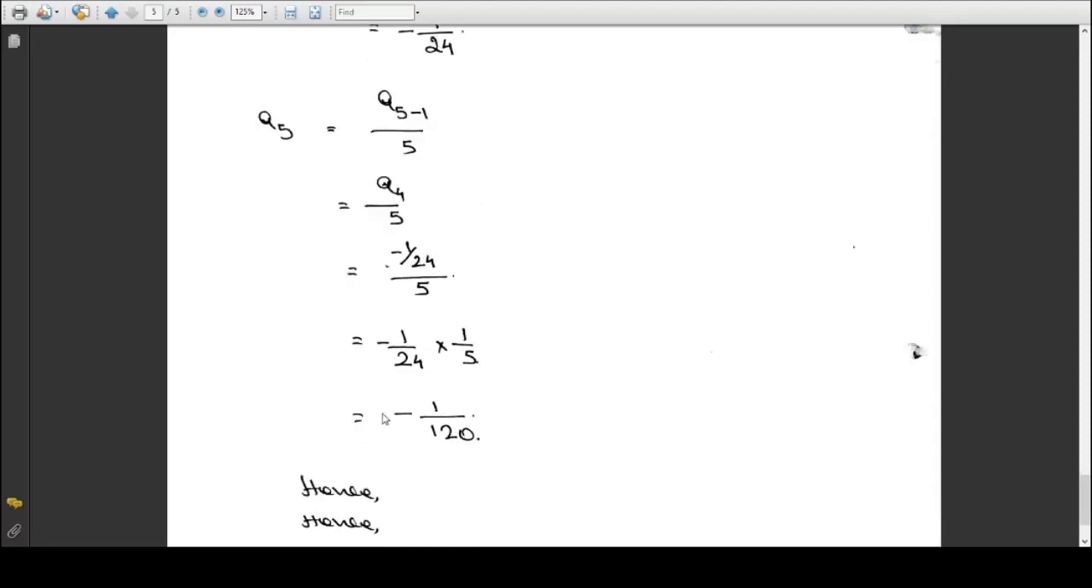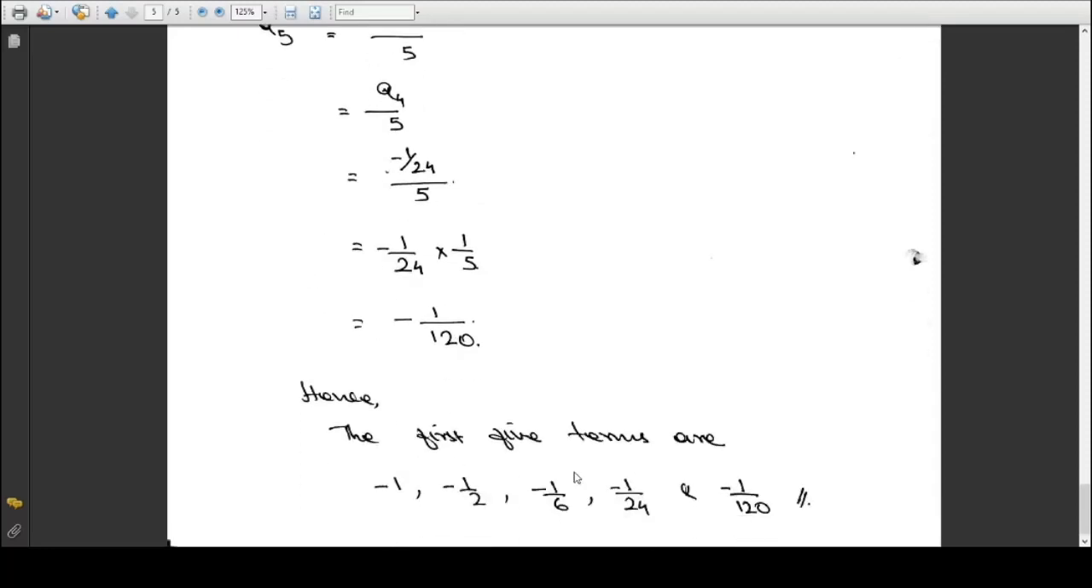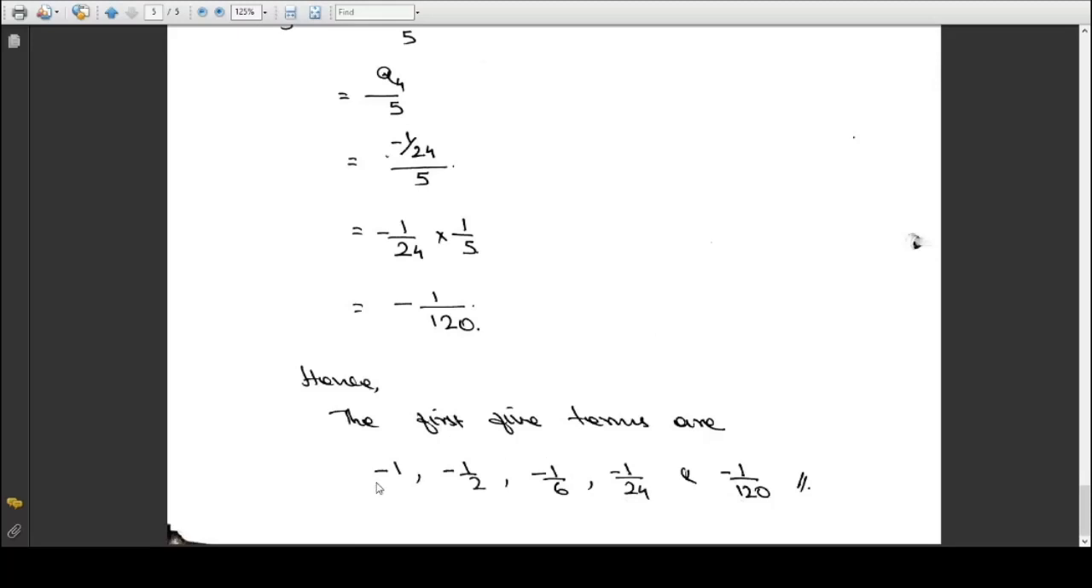Okay. Now the first 5 terms of the sequence are: the first term is minus 1, which is given, the second term we have found to be minus 1 by 2, the third term is minus 1 by 6, the fourth term is minus 1 by 24, and the fifth term is minus 1 by 120. Okay. Now we have come to the end of this part 4, and we shall continue it again in the next part.